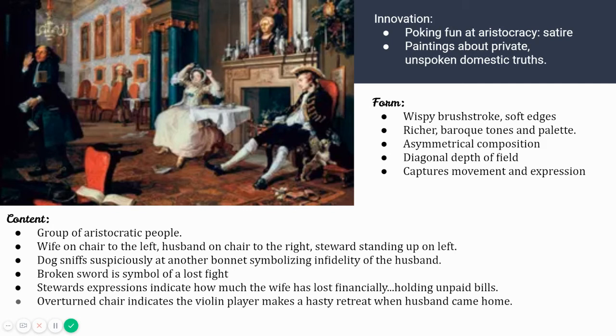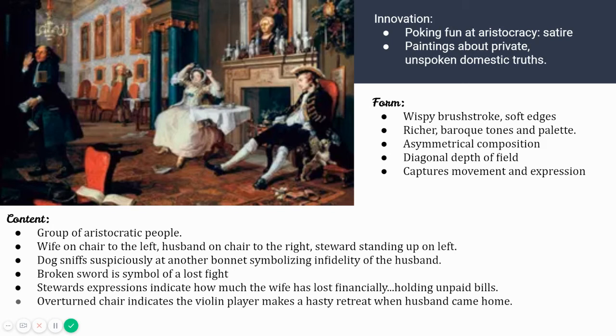When we look at the painting, we can again see that wispy brushstroke, soft edges, and a more Baroque color palette. It is an asymmetrical composition. It's still balanced, but it is asymmetrical. What's very interesting is the depth of field. The perspective is at a diagonal. It's not straight back, but you can see the depth goes from the front right-hand corner to the back left-hand corner.